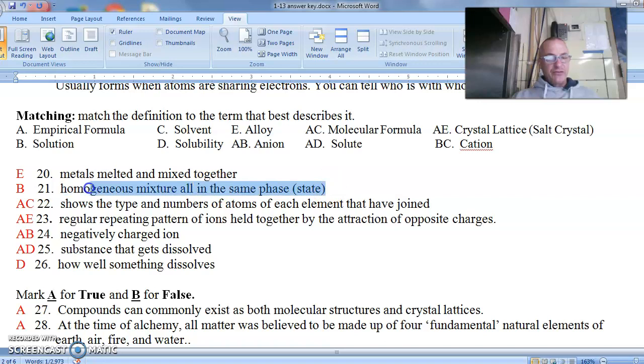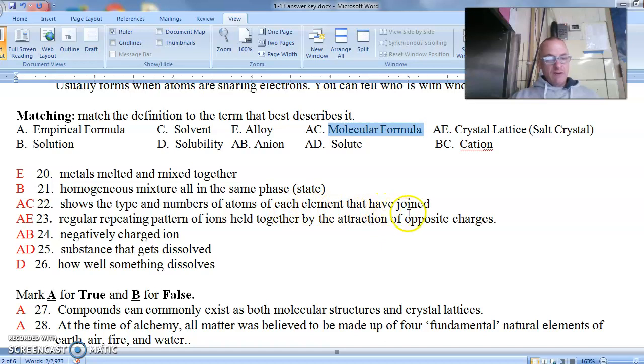For an instance, a salt that is dissolved into water and it's all the same throughout. Salt water is an example of a solution. What shows the types and numbers of atoms of each element that have joined together really to form a molecule? That's called a molecular formula. The molecular formulas give you the number of atoms of each thing on a molecule. Water has 2 hydrogens joined on 1 oxygen. The molecular formula for water is H2O.